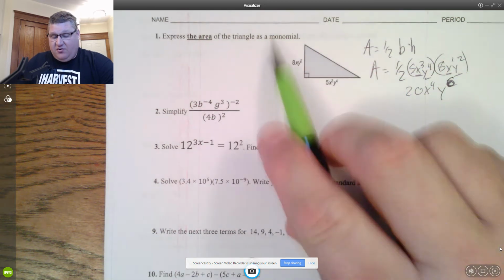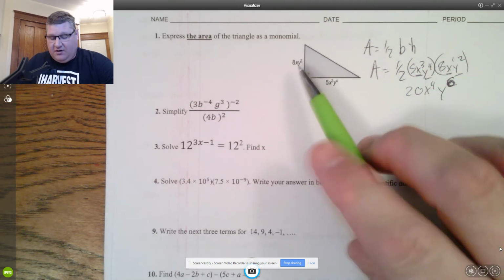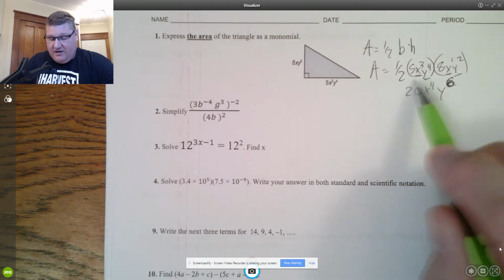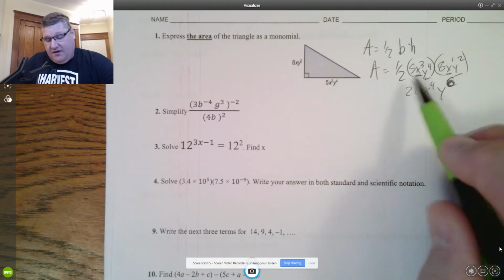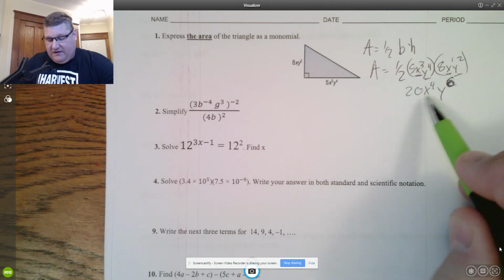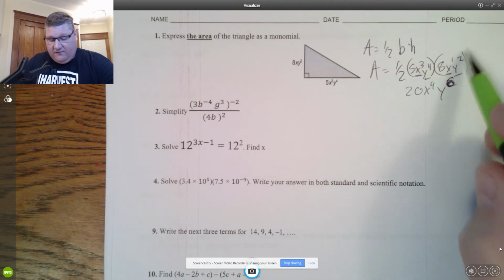So for the area of a triangle, it's 1/2 base times height. You simply take the base, put it in, the height, put it in, then combine the numbers. 2, 5, and 8 make 20. X cubed and x to the first is x to the fourth, y to the fourth, y squared is y to the sixth.